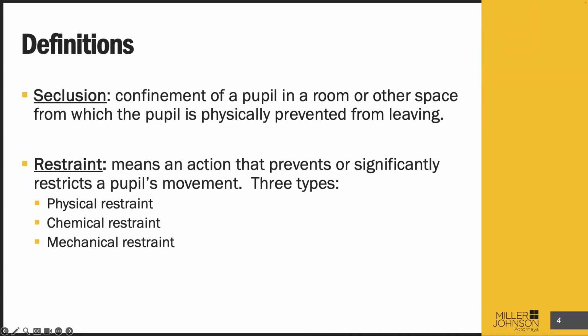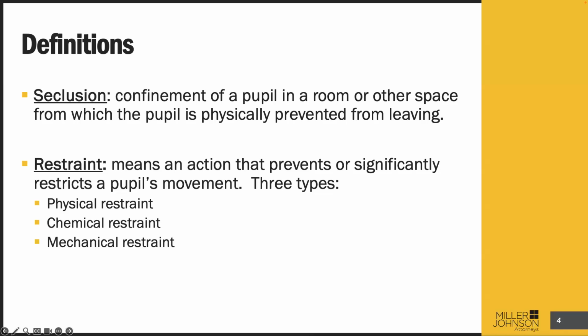The law gives us specific definitions for what constitutes seclusion and what constitutes restraint. And you see the definitions there. Seclusion is the confinement of a pupil in a room or other space from which the pupil is physically prevented from leaving. And restraint means an action that prevents or significantly restricts a pupil's movement.